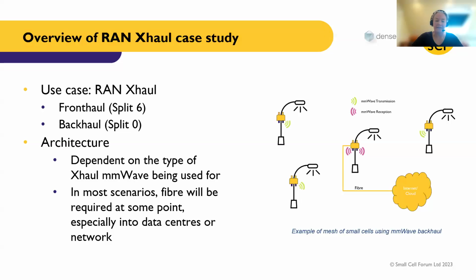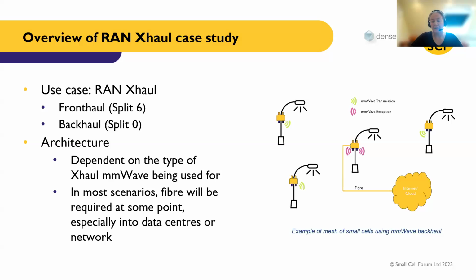So I'm going to be talking about using mmWave for crosshaul. In particular, it can be used for split 0, which is backhaul, split 2, which is between the CU and DU, and split 6, which is between the DU and RU. The benefit of using mmWave for crosshaul is obviously that you don't need fiber at every location.